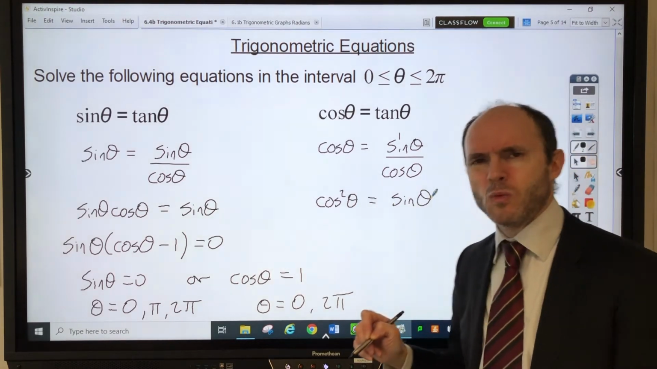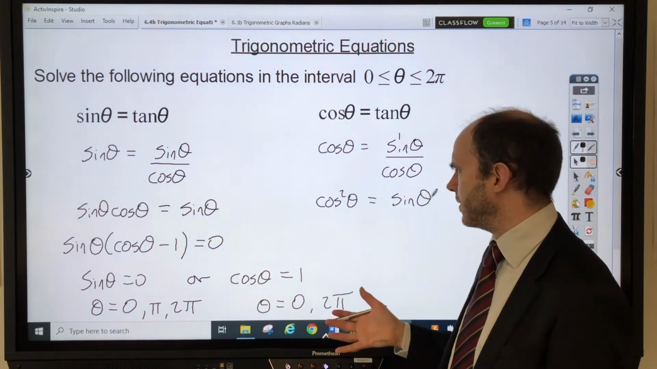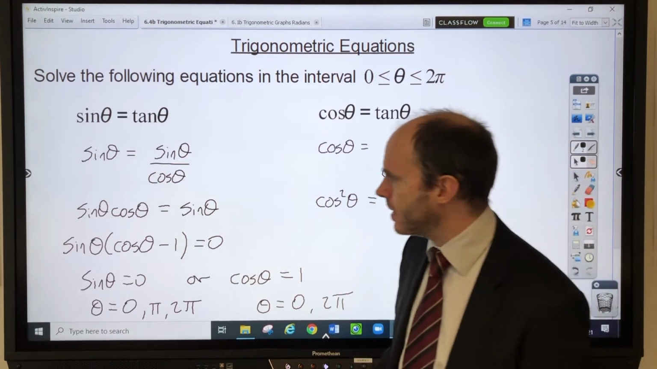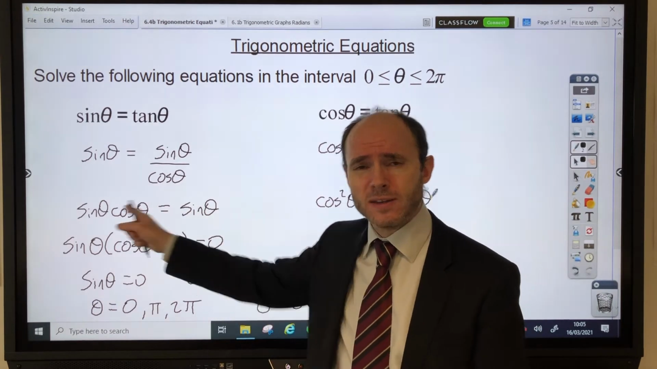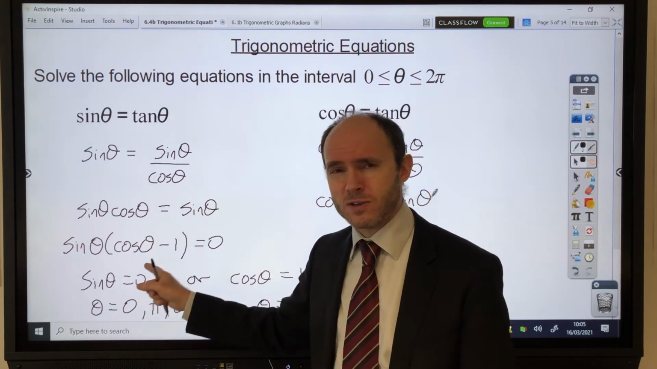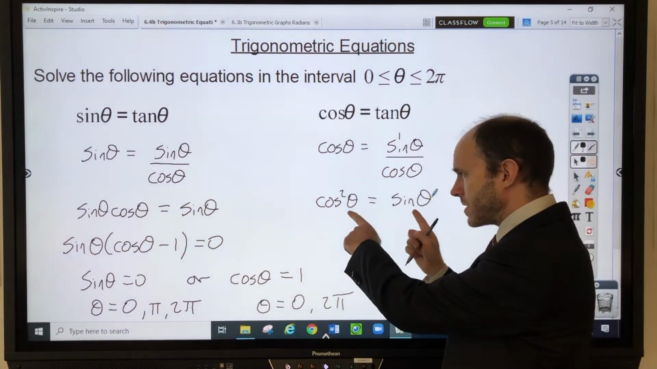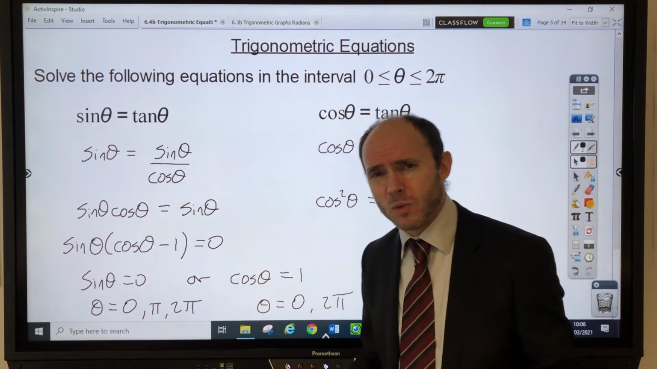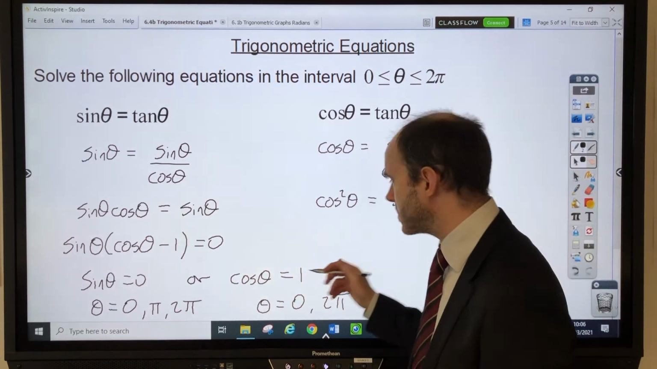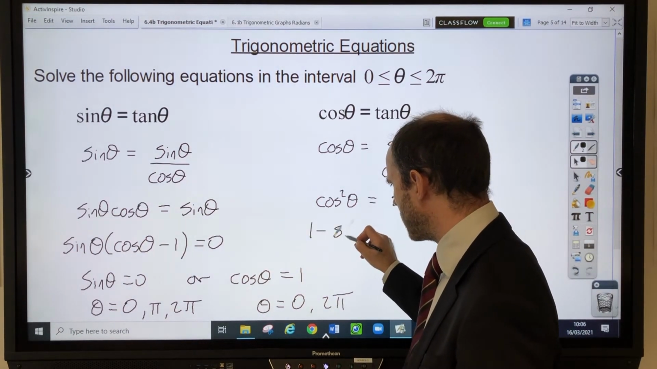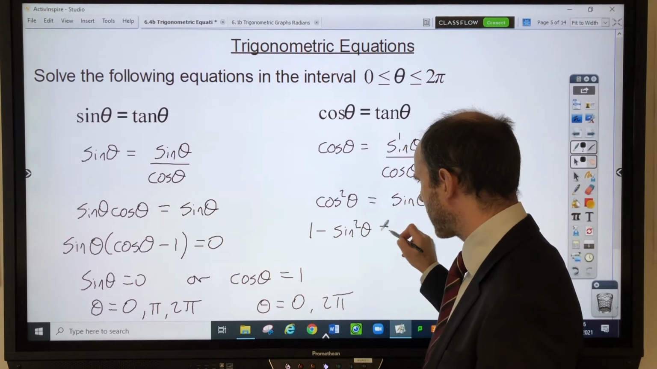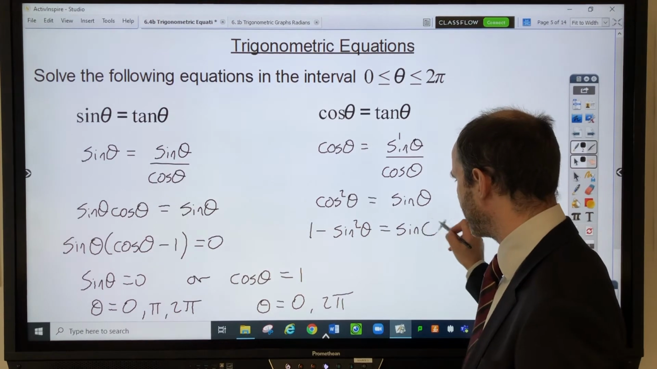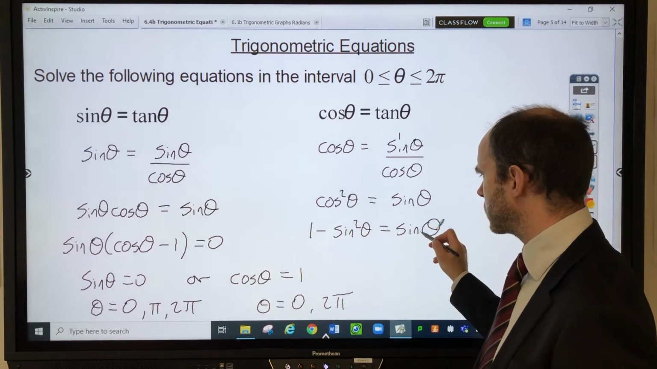Okay. What to do here? Well, the thing is, with an equation like this, you've got two different terms. Here, it's kind of obvious what to do because we had sine theta common in these two terms, so factorising was the way to go. But here, because they're completely different, you've got to look to another method. And here we're going to use an identity. We're going to use the identity that cosine squared theta is the same as 1 minus sine squared theta. You remember that? That comes from sine squared theta plus cos squared theta is equal to 1. Okay, so 1 minus sine squared theta equals sine theta.